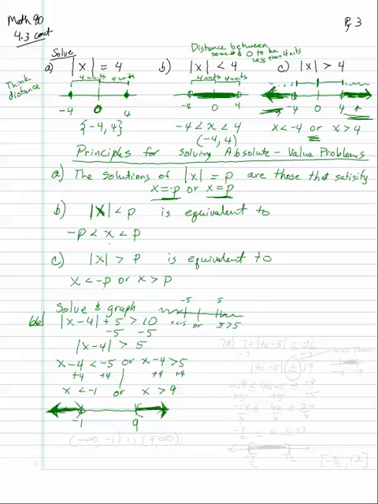So our solution set in interval notation will be negative infinity to negative 1, union 9 to infinity. All right, let's try another one.